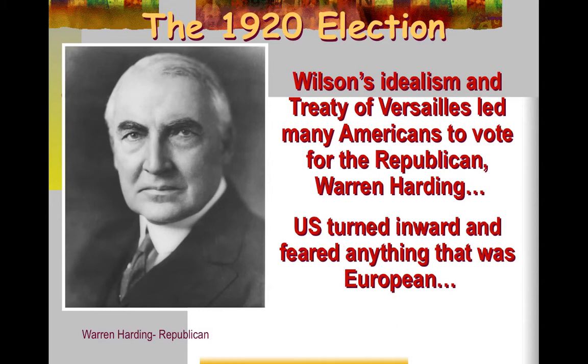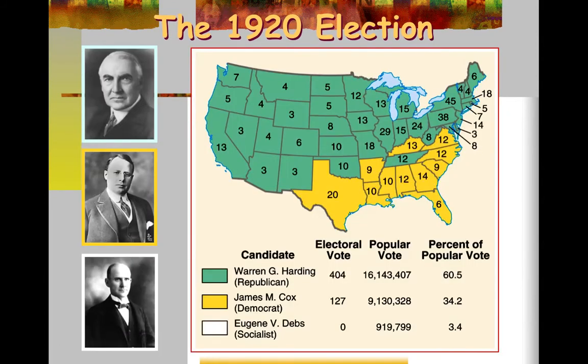So basically, everybody shuns the Democrats and Wilson, and they go for the Republicans, and the Republican nominee was this guy named Warren G. Harding. The U.S. turned inward. It feared anything that was European. It's like that saying, you get burnt once, you don't go back for it again, right? So World War I kind of burned us with the Europeans. We lost a lot of men. We lost a lot of money. We lost a lot of stuff, and we didn't even sign the Treaty of Versailles. So everybody kind of turns back towards isolationism.